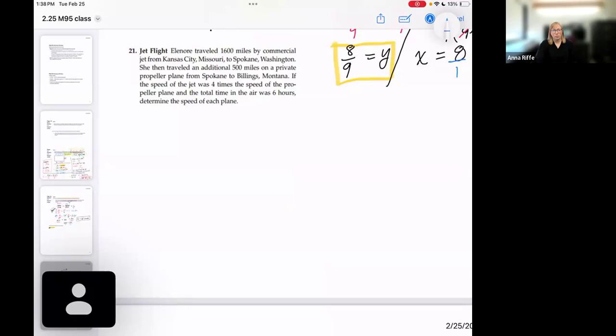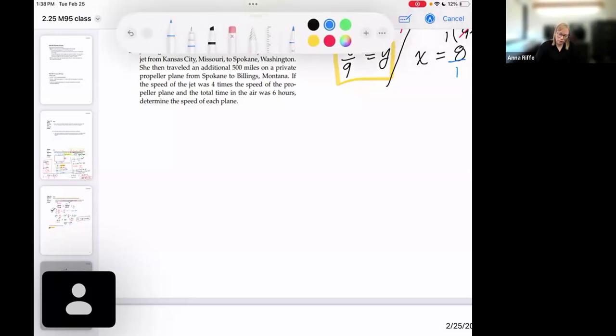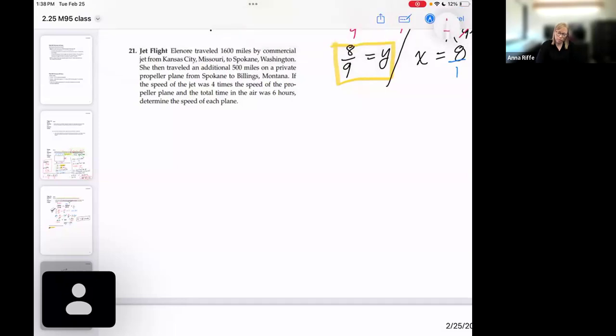So Eleanor traveled 600 miles by commercial jet from Kansas City, Missouri to Spokane, Washington. She then traveled an additional 500 miles on private propeller plane from Spokane to Billings, Montana. If the speed of the jet was 4 times the speed of the propeller plane, the total time in the air was 6 hours. We want to determine the speed of each plane.